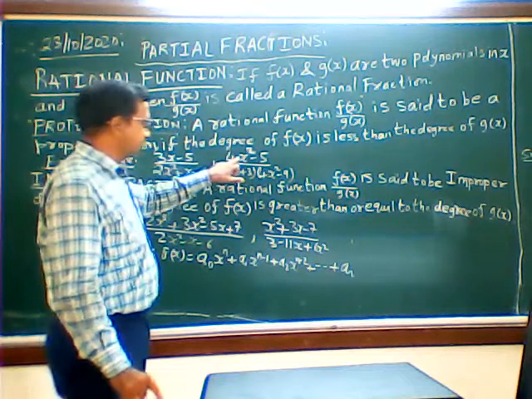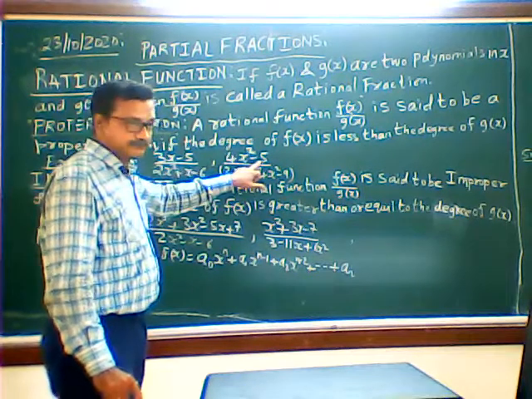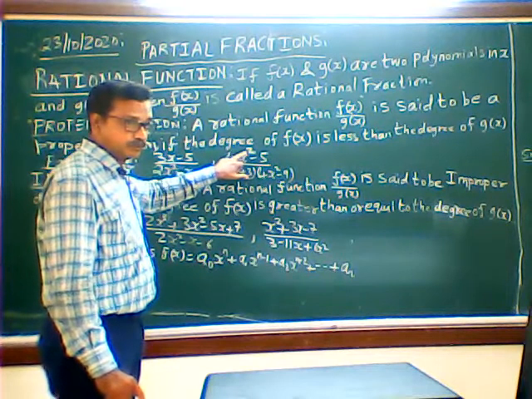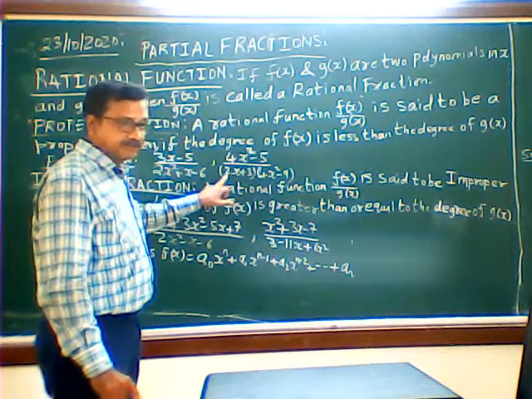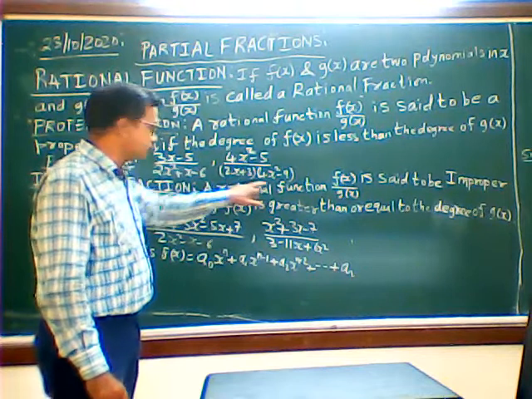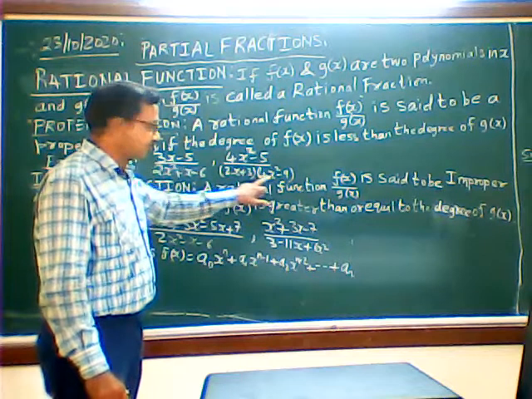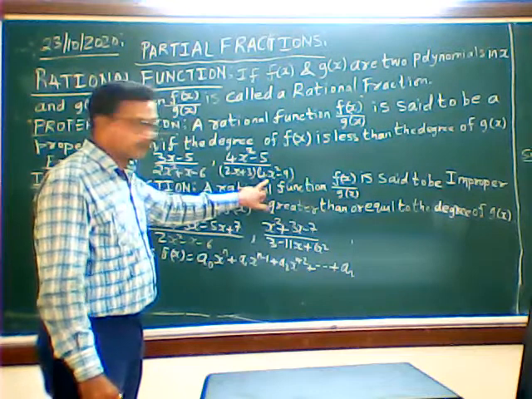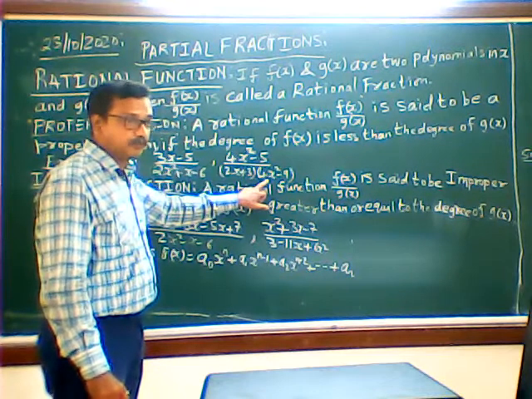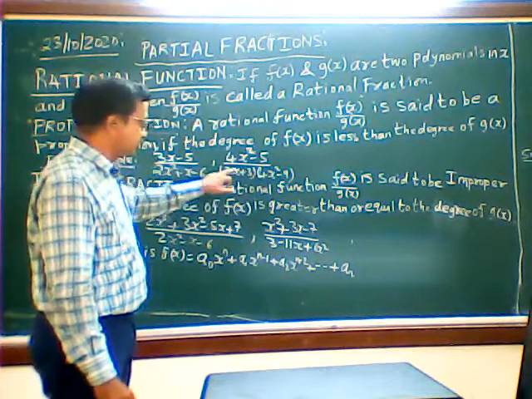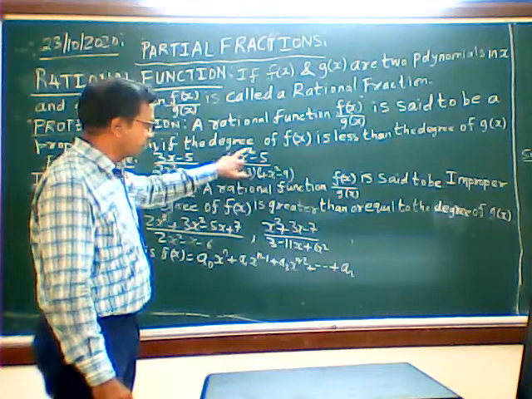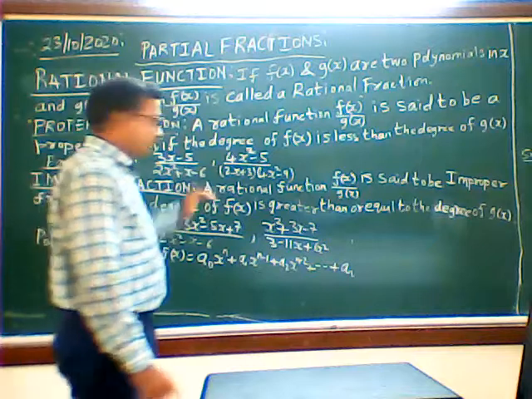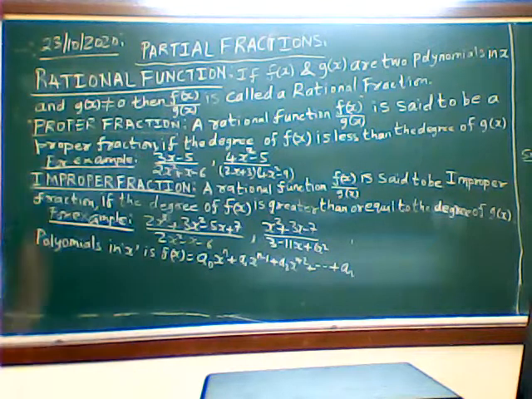Another example here: 4x square minus 5. So the numerator is f of x, and its degree is 2. Now in the denominator, that is g of x, it has two brackets: 2x plus 3 into 4x square minus 9. If I multiply 2x into 4x square, I get 8x cube. Cube means the degree is 3. So 2 is less than 3. Okay? That is a proper fraction.